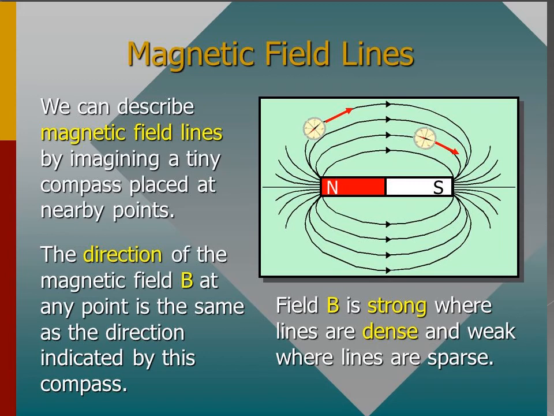So the field B is strong where the lines are dense and weak where the lines are sparse. If they are dense, the field is strong. If they are separated, the field becomes weak. That's all.